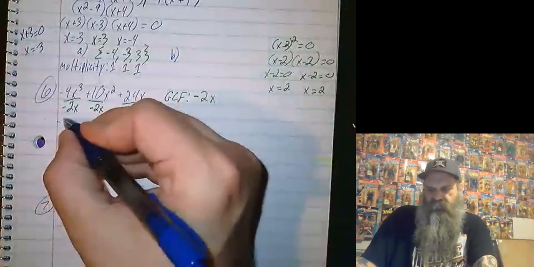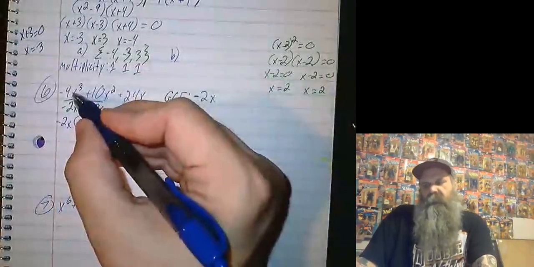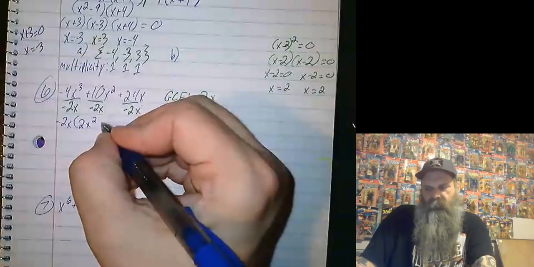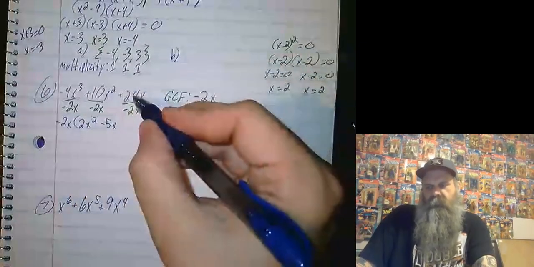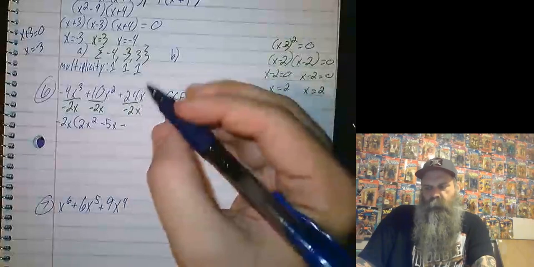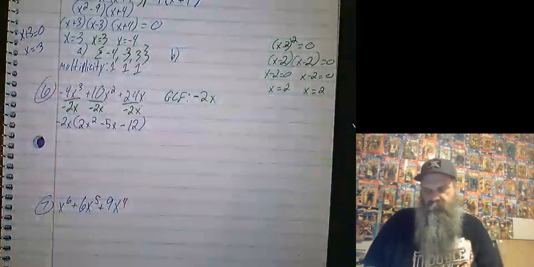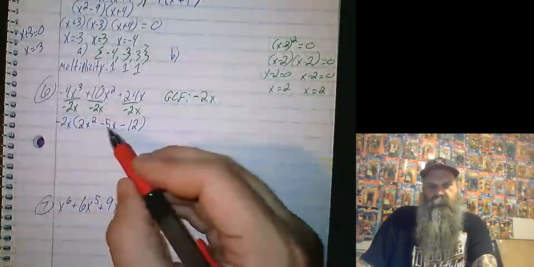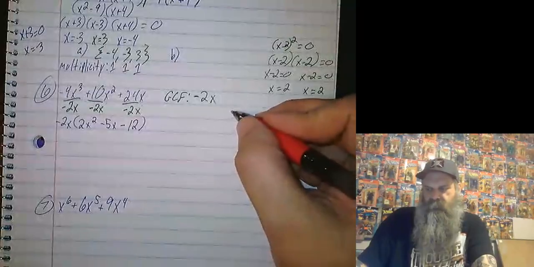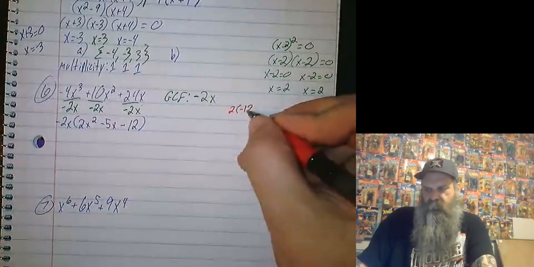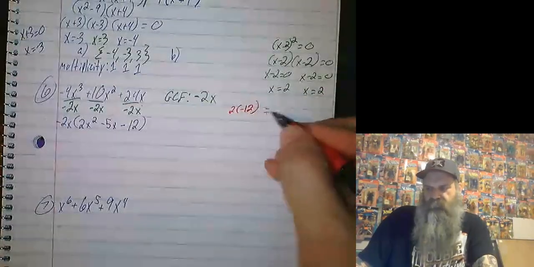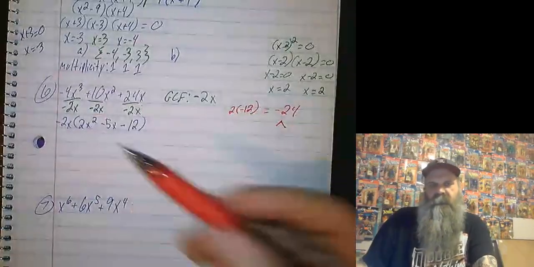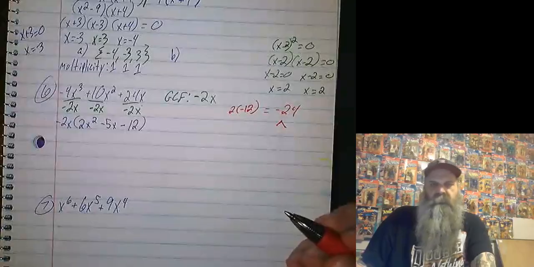So I'm going to put my GCF out front, and then we have 2x squared minus 5x minus 12. And so we need to factor this trinomial, the A times C method. I'm looking for factors of negative 24 that combine into negative 5.